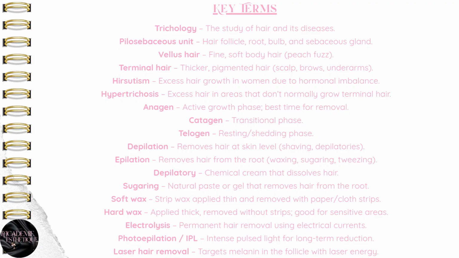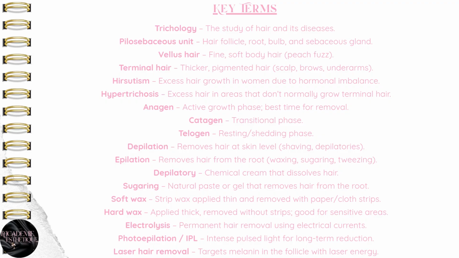Hirsutism, excess hair growth in women due to hormonal imbalance. Hypertrichosis, excess hair in areas that don't normally grow terminal hair. Anagen, active growth phase, best time for removal. Catagen, transitional phase. Telogen, resting, shedding phase.